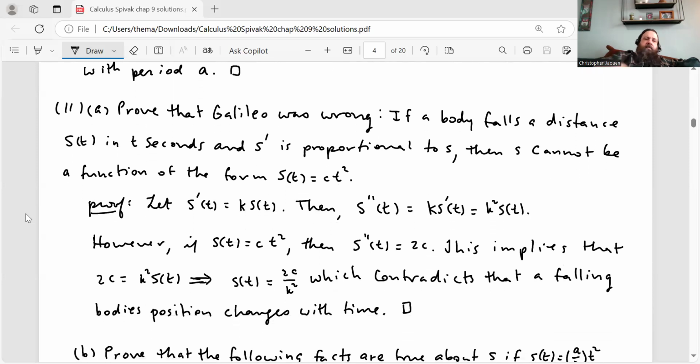Okay, question 11. There's a few parts to this too. Part A says, prove that Galileo was wrong. If a body falls a distance s of t in t seconds and s prime is proportional to s, then s cannot be a function of the form s of t equals ct squared.